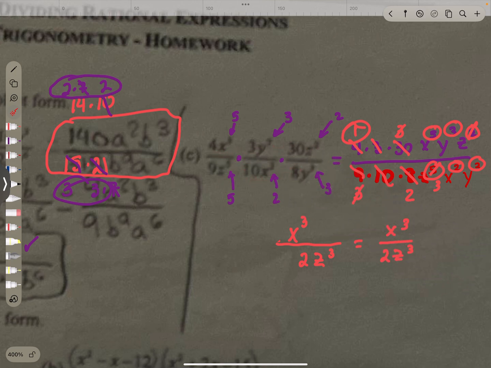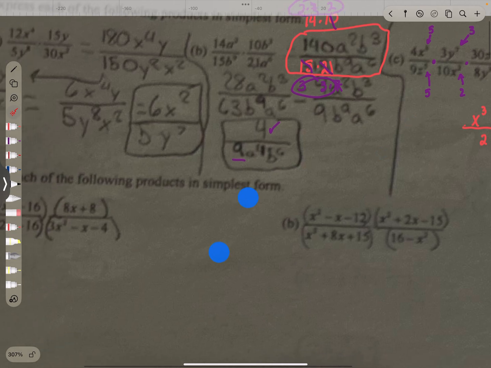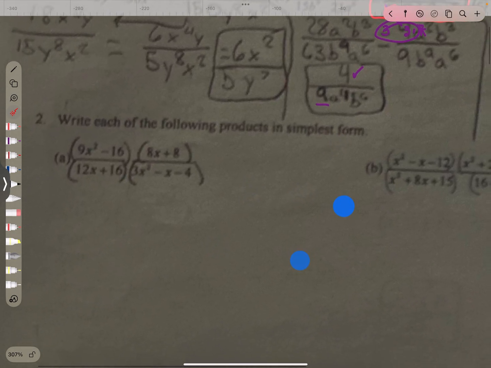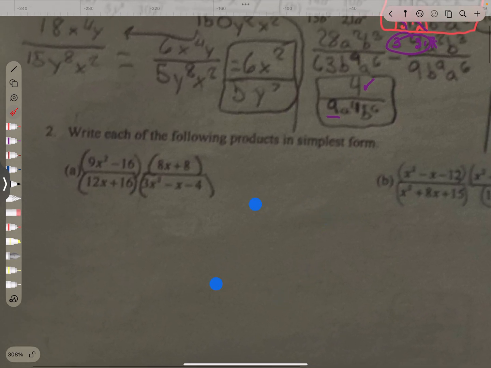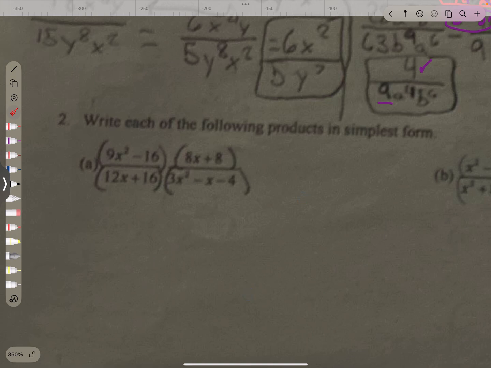Let's see what these other problems have in store for us. Oh, same idea here, except, oh my goodness, they've given us these polynomials. All right, well, this is where all the factoring work you've done in the past, hopefully, is going to pay off. So each one of these binomials, binomial 2 terms, trinomial 3 terms, is going to have to be factored. Let's see if we can factor these.